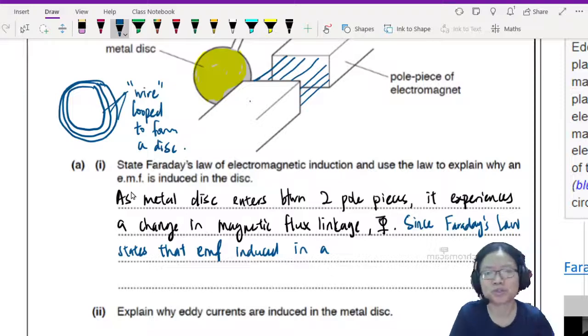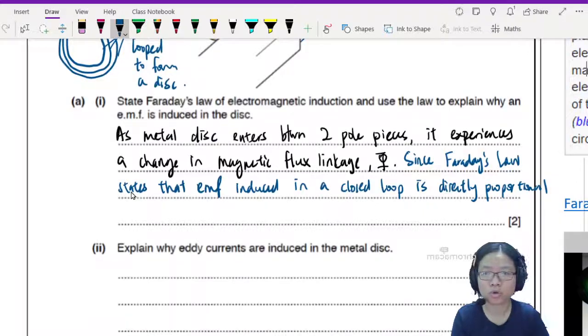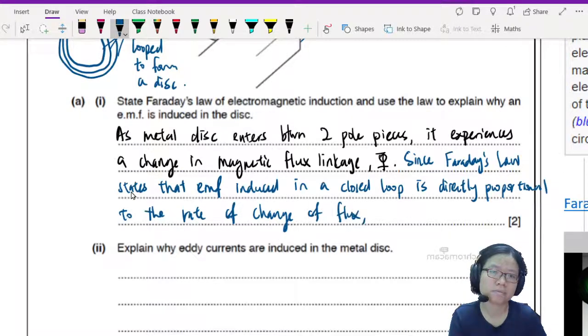All right. So states that the EMF induced in a closed loop is directly proportional to the rate of change of flux. Use the symbol again, or magnetic flux linkage. So that's why, hence, current or EMF is induced in the disc.